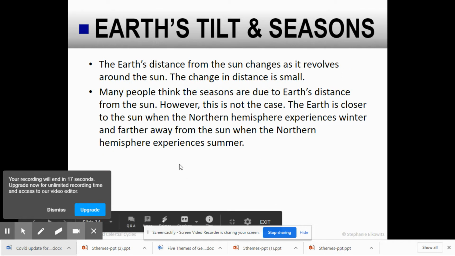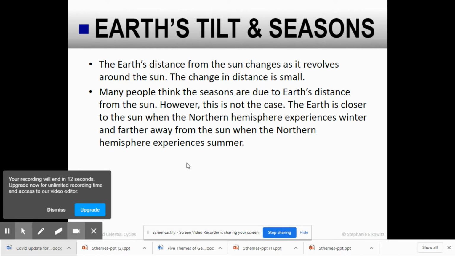To sum it up, Earth's distance from the sun changes as it revolves or orbits around our sun. The change is small. Many people think seasons are due to Earth's distance. However, that's not the case.